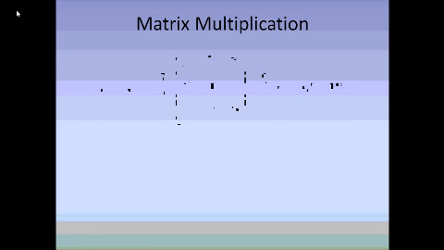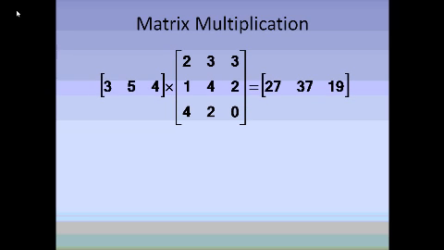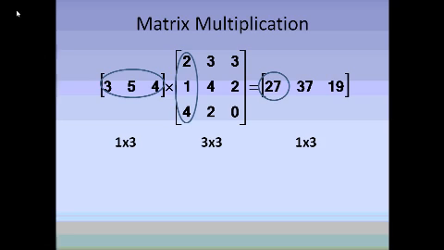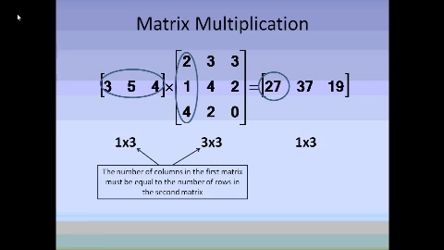Let's look more closely at matrix multiplication. Here is the example we just did. Note that what we did is we took the elements of the first row of the first matrix and multiplied them by the first column of the second matrix to get the element in the first row of the first column of the final matrix. If we look at the dimensions of the matrices, we see that the number of columns in the first matrix is equal to the number of rows in the second matrix. This must be true to perform matrix multiplication.